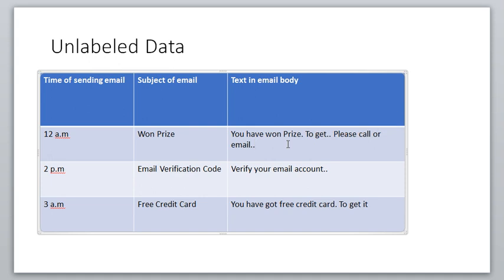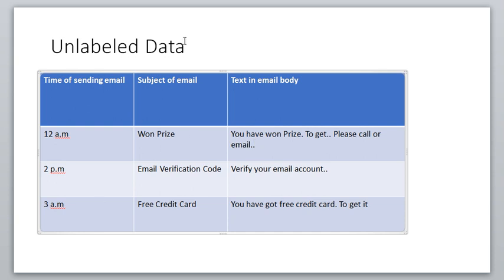I have just shown three rows, but you can have more than 100, or you can have millions of rows as well. But you see that the fourth column is missing, and you can have n number of columns as well. There are no limitations on the number of columns or rows. The only thing is, what you want to predict is not available in unlabeled data.